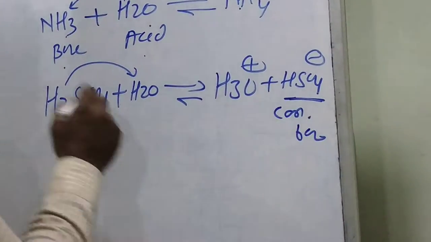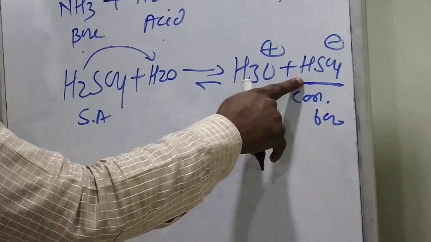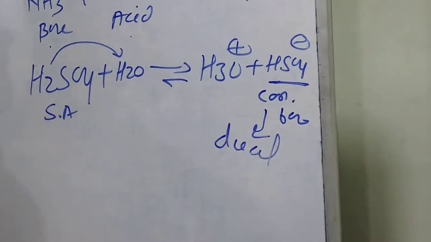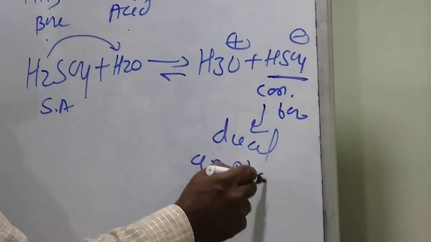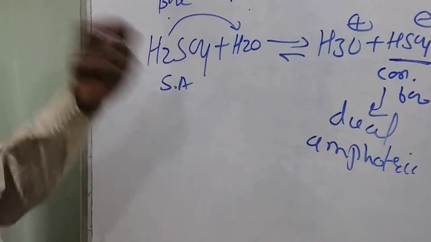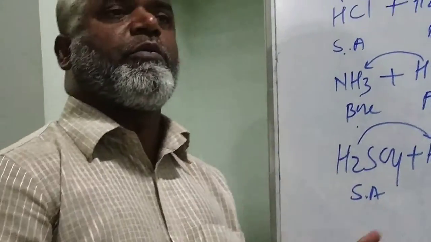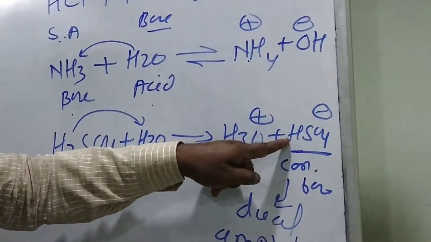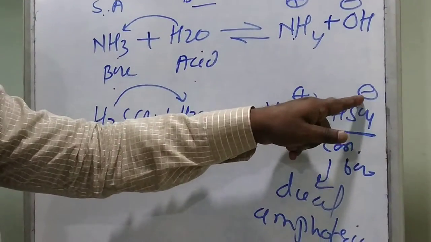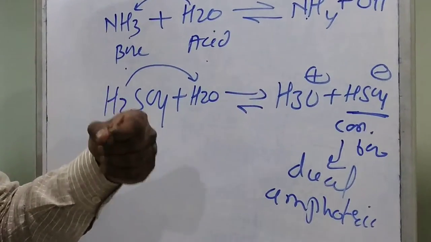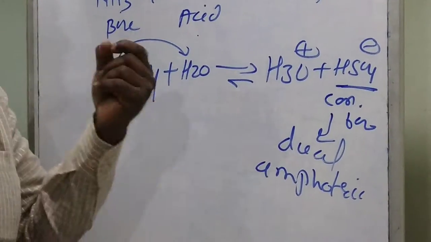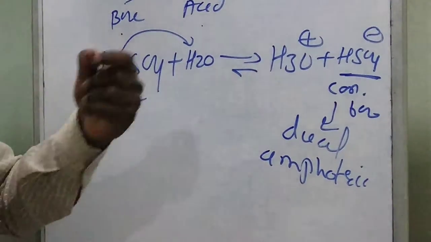This is the conjugate base of this acid. The bisulfate ion, HSO4- ion, is acting with a dual nature. It has amphoteric nature. So when I say amphoteric nature, it means it will act as an acid as well as a base. It can accept a proton, it can donate a proton. Because it has one more hydrogen, it can donate, so it acts as an acid. And it has a negative charge, so it can accept a proton. So acting as donating as well as accepting proton is nothing but the dual nature of water, that is, the amphoteric nature of water.